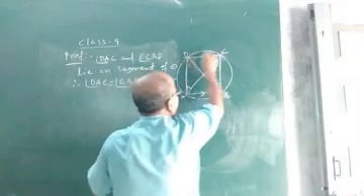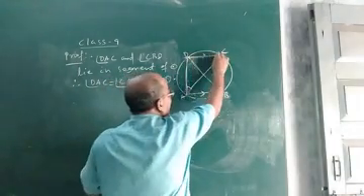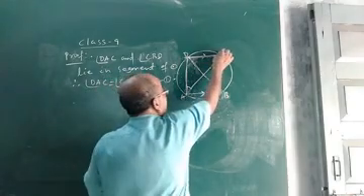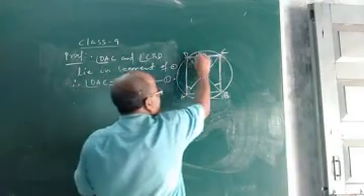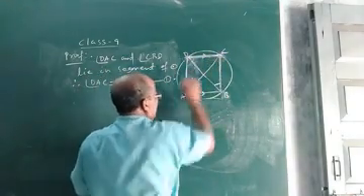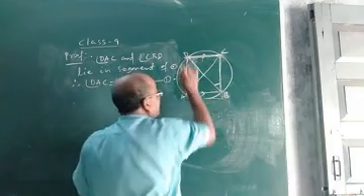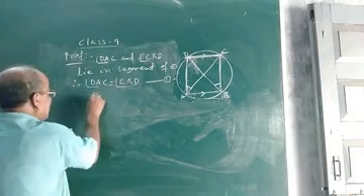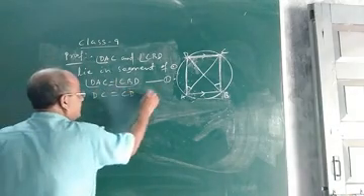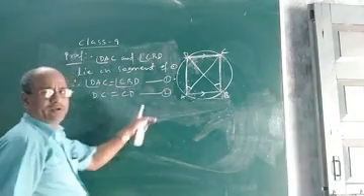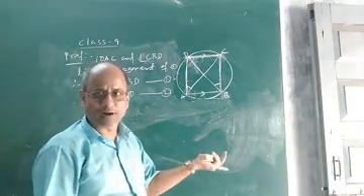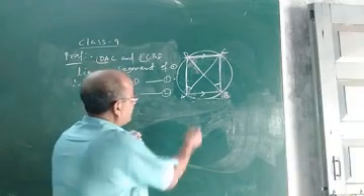Now look at the side DC. This side DC is present in triangle ADC, and it is also present in triangle BCD. That means this is the common side, so we can write DC equal to CD. So we got another matching part. Now we have to find the third matching part.